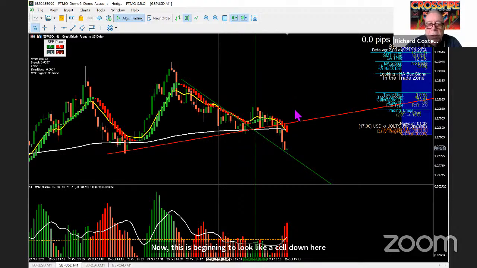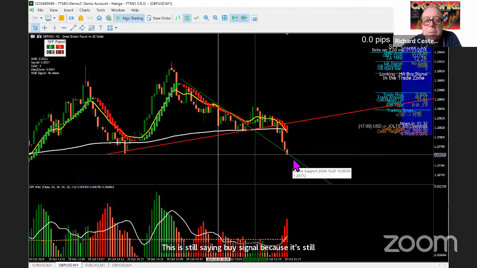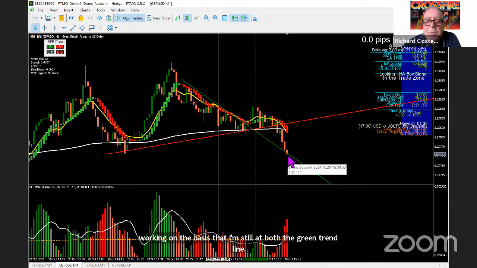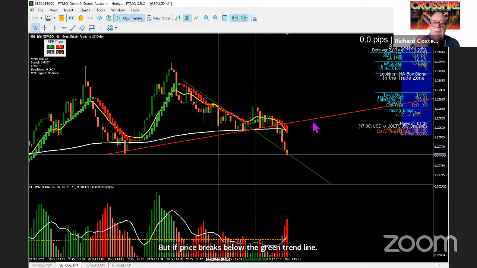So we're below the red trend line. This is still saying buy signal, because it's working on the basis that I'm still above the green trend line. But a little bit of contradiction there. But if price breaks below the green trend line, then it will start looking for a sell signal.